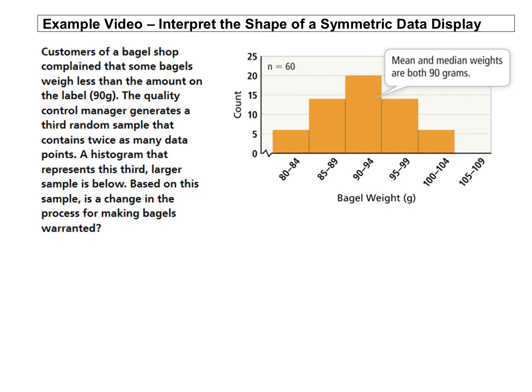In this case, he increased his sample size to 60 to see if that would yield different results. So the greater your sample size, probably the more representative it will be of your population. Okay, so back to the question. A histogram that represents this third larger sample is to the right. Based on the sample, is a change in the process for making bagels warranted?